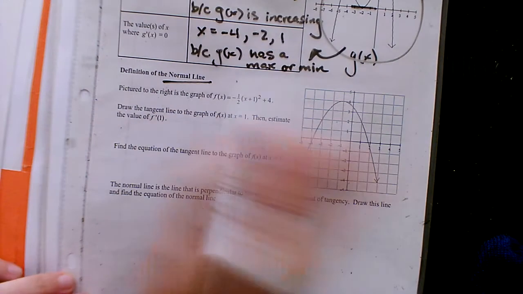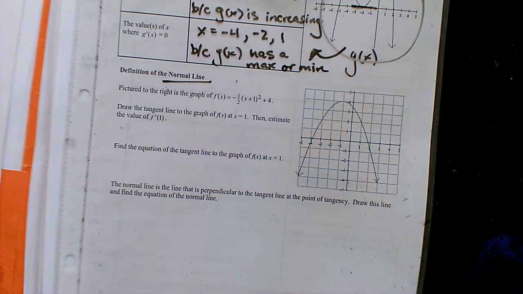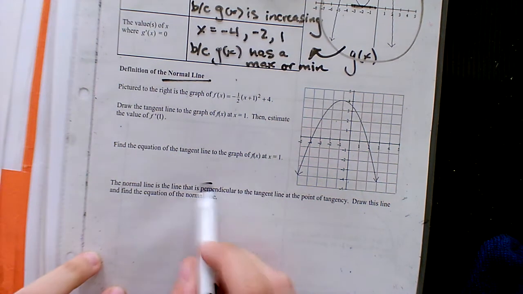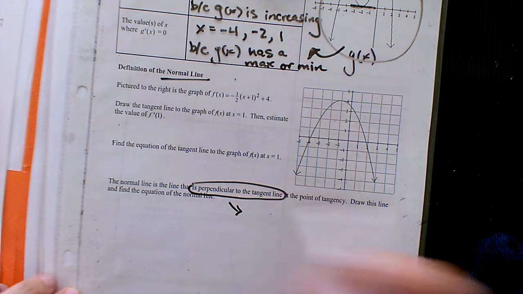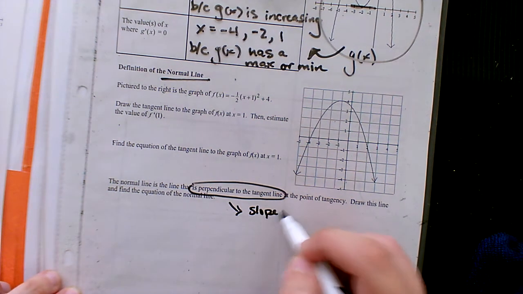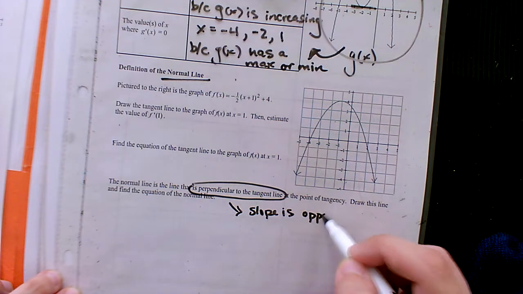I do want to introduce a new line. So far we've talked about tangent line and secant line. There is something called a normal line, and maybe you've heard of this in a physics class if you've dealt with normal vectors. But a normal line is simply the line perpendicular to the tangent line. So what do we know about the normal line? If it's perpendicular, its slope is the opposite reciprocal of the tangent line.